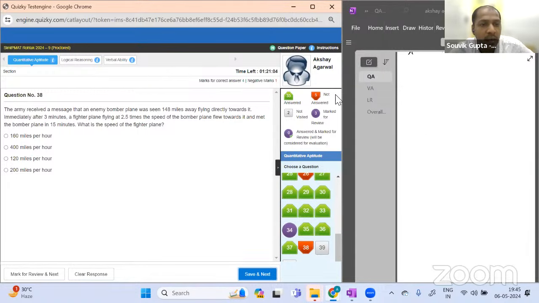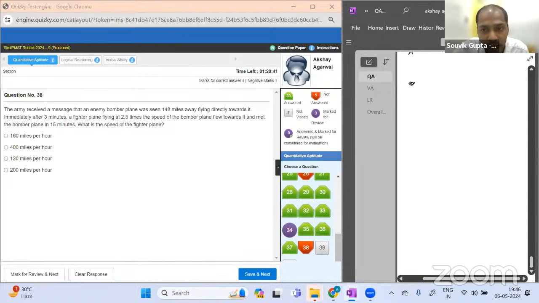Army received a message that an enemy bomber plane was seen 148 miles away, flying directly towards it. Immediately after 3 minutes, a fighter plane flying at 2.5 times the speed flew towards it and met the bomber plane in 15 minutes. What is the speed of the fighter plane?